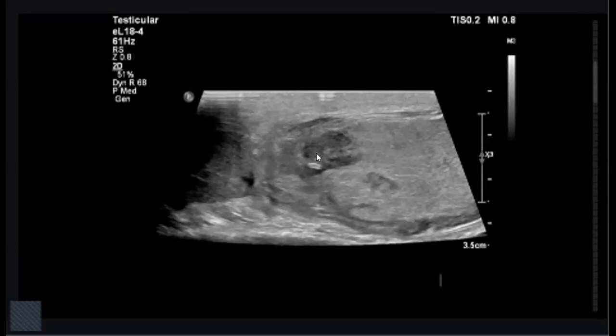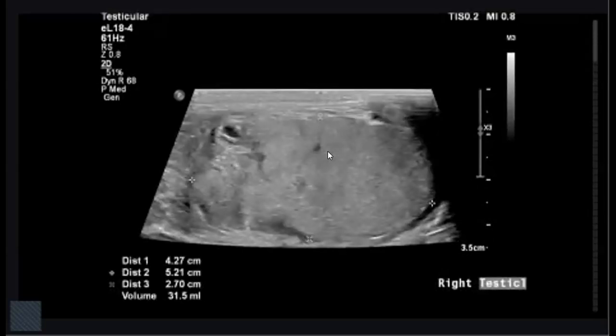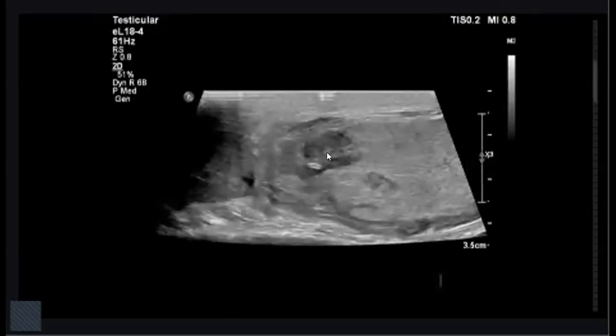I will correlate with the patient history of pain or any history of trauma. If there is no history of trauma, this likely represents epididymo-orchitis. Okay, the patient has a history of trauma. Then these findings are suggestive of testicular rupture, because the tunica albuginea also appears abnormal on the epididymal side. So these findings likely represent trauma induced injury.